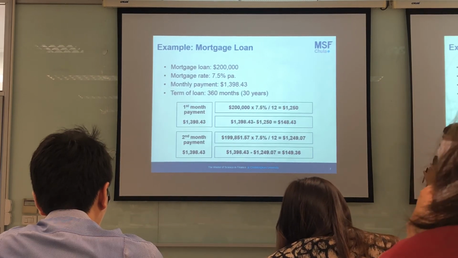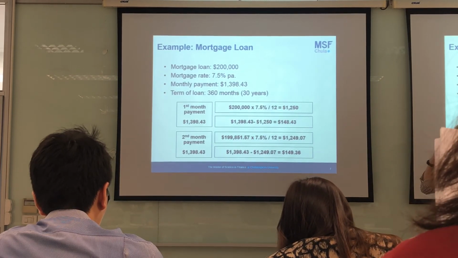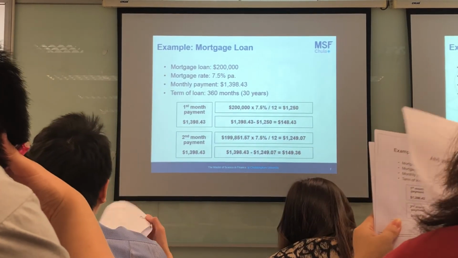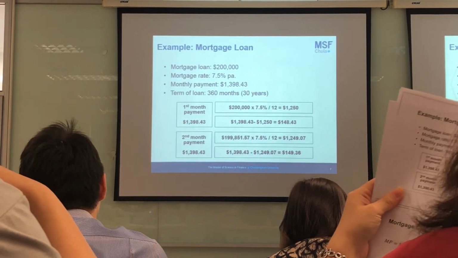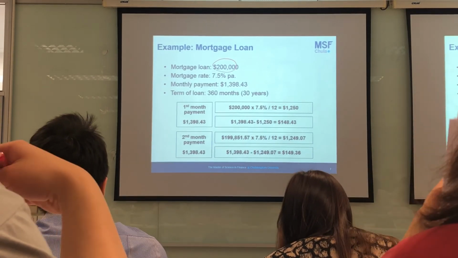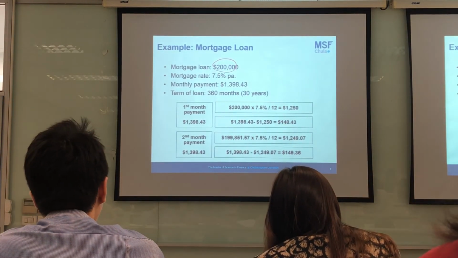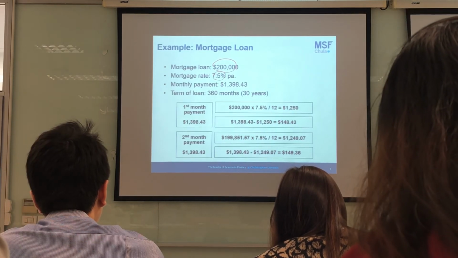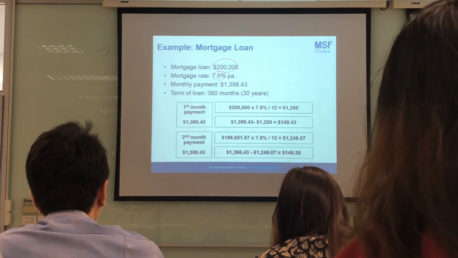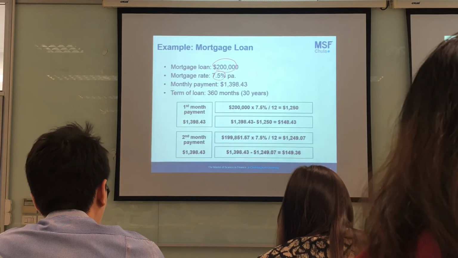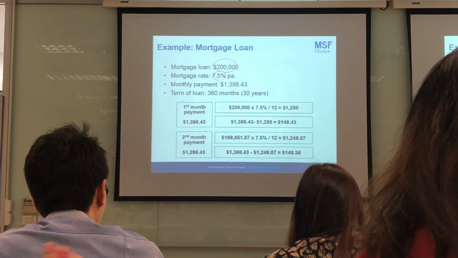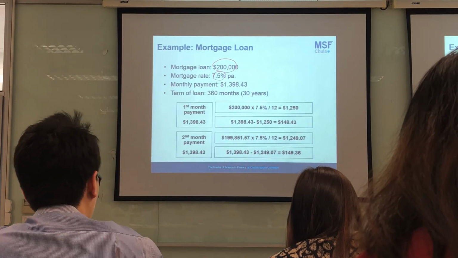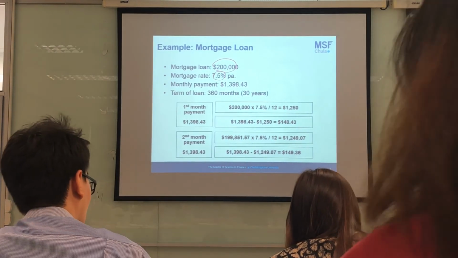We have seen this in the first lecture already, right? Suppose in this case you borrow 200,000 US dollars from the bank. How much do you have to pay per month? If the interest rate is fixed for the next 30 years, the loan term is 30 years or 360 months. 7.5% is fixed for the next 30 years.